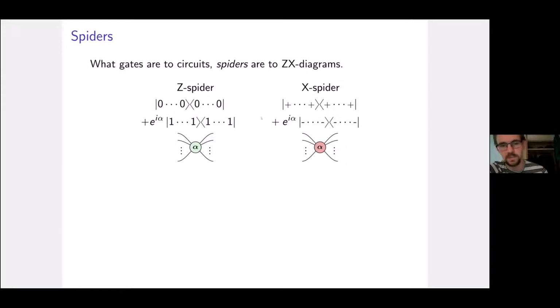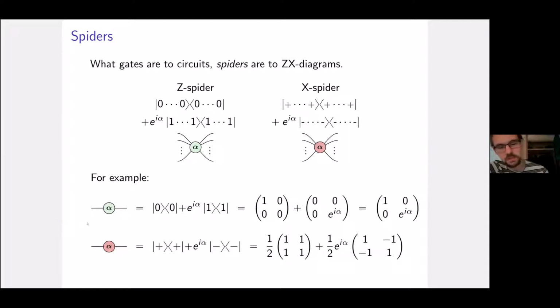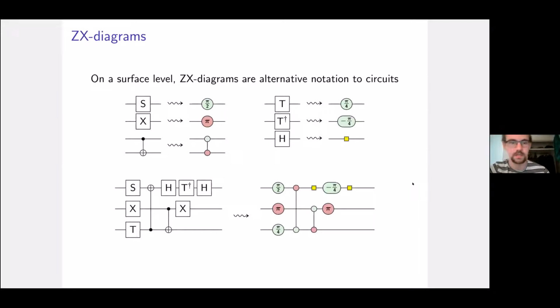Instead of the computational basis, we have the Hadamard basis here. So for instance, if you have a single input, single output Z spider with an alpha phase, this is just this thing, which if you write it as a matrix, we get the sum of matrices, and this is just the standard Z rotation gate, which is why we had the Z rotation gates, the S gate and T gate, in the green color on top here.